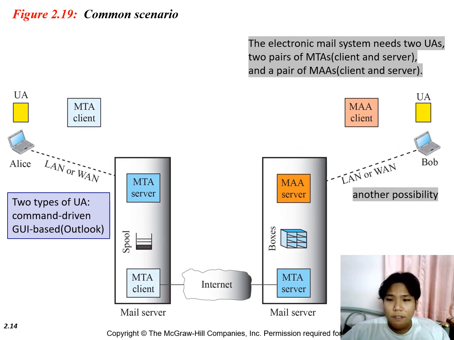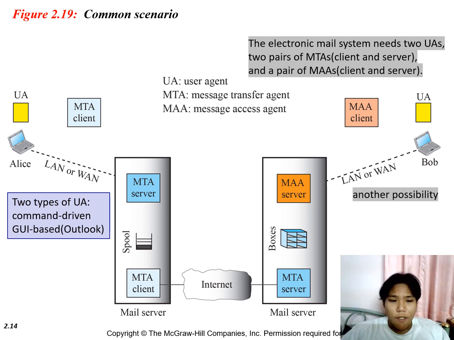So, a common scenario about electronic mail, or email. The email system needs two UAs, or user agents, two pairs of MTAs for client and server, and a pair of MAAs, client and server. So this is the example.